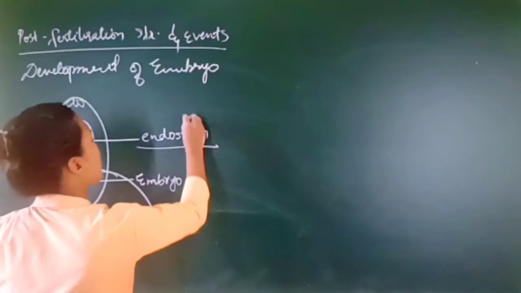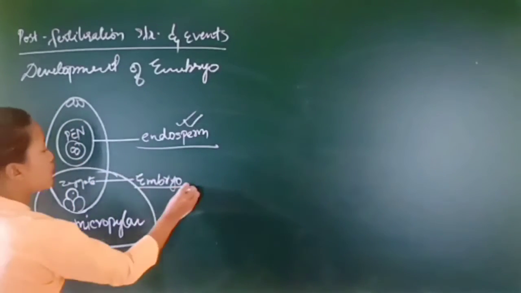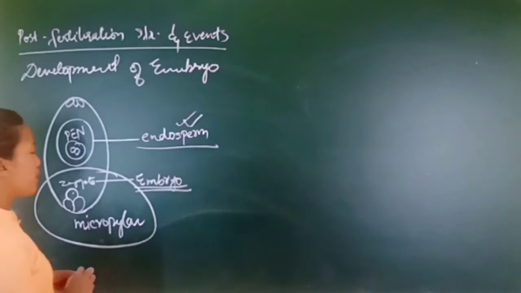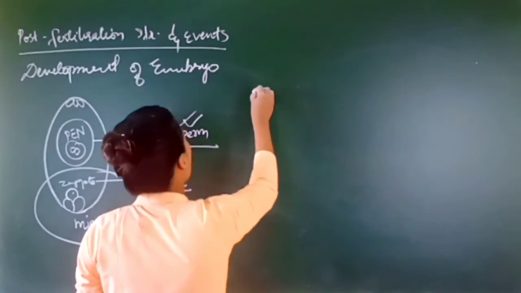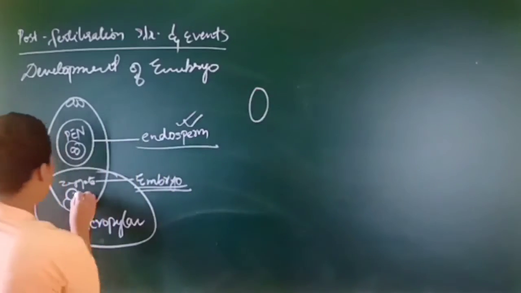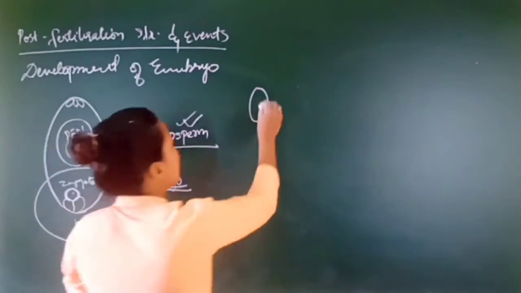Now we are going to discuss this part. This part is already formed, and endosperm we are already done with. Now we are going to discuss this embryo. This zygote will develop into embryo. So this zygote undergoes a division. Suppose this is a zygote. I will draw a single zygote from here.